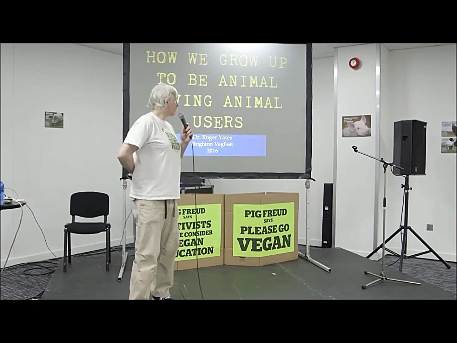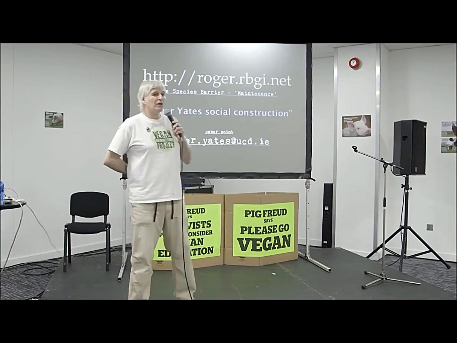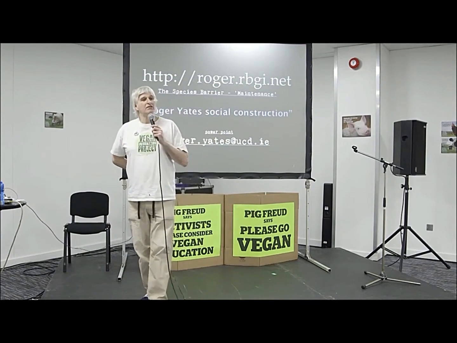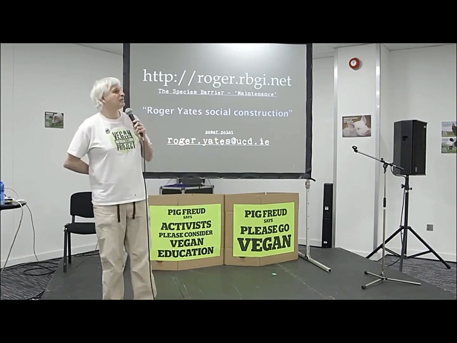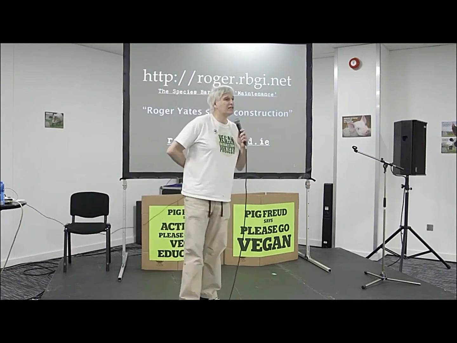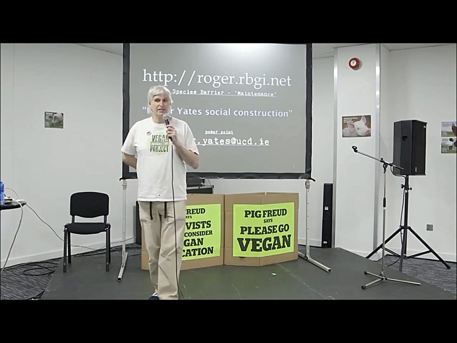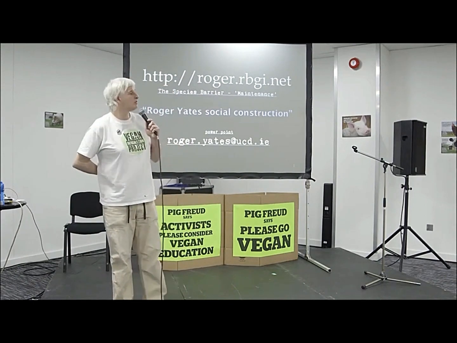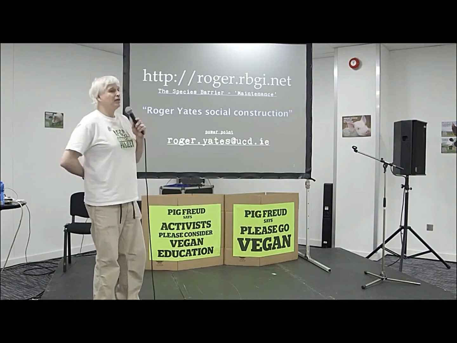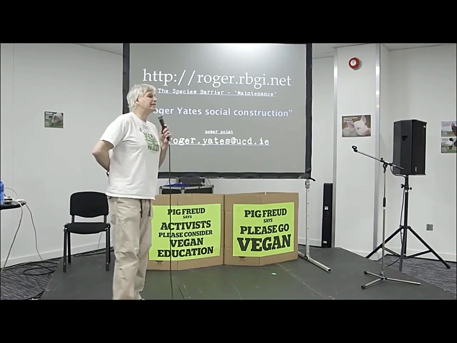Okay, so really we're looking at a snippet. We're going to try and lift the lid on the title: how do we become animal-loving animal users? We can't really delve into it too much, but this is a little snippet from my research work, and you can see it there on the top, particularly a chapter called The Species Barrier Maintenance.